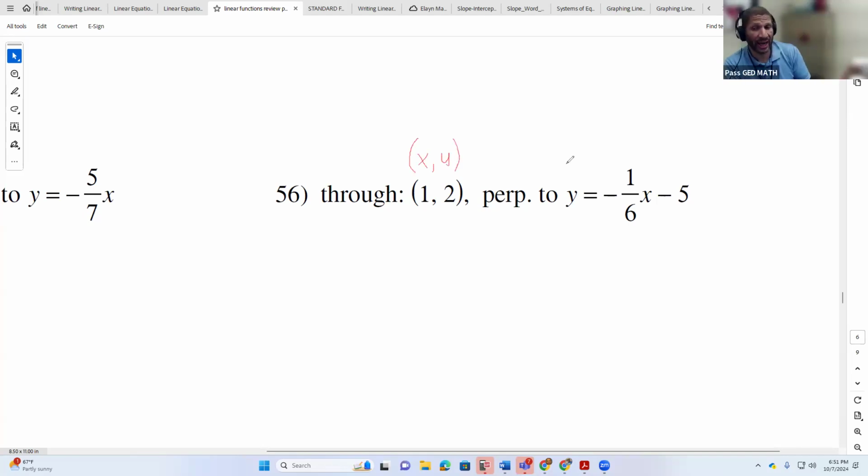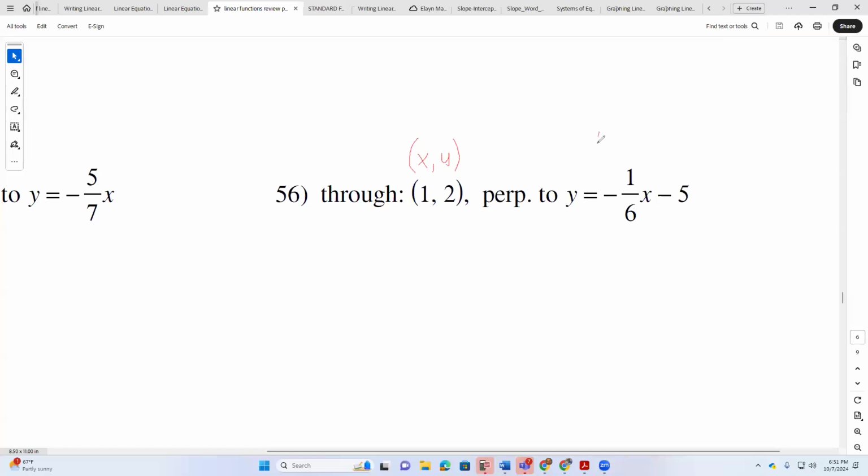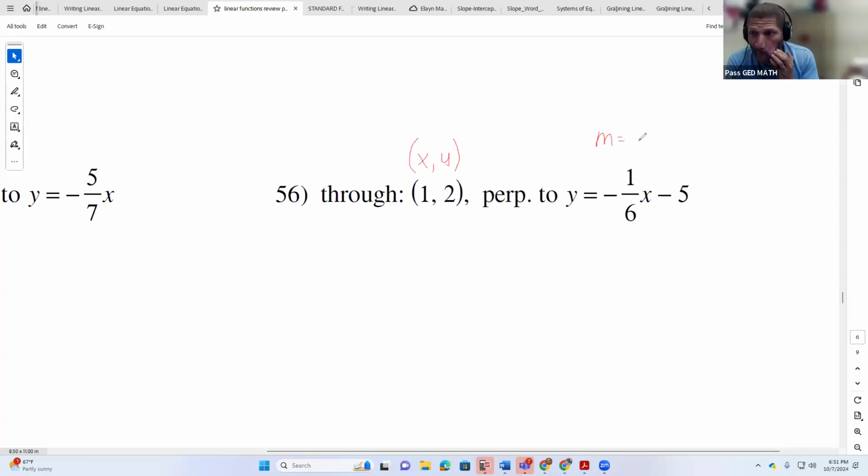They gave me an equation of a line. What is my slope of this equation? M. Equal what? MX. What is my slope? Oh, 1/6. Negative 1/6. You understand that, Javette? Yes, yes.